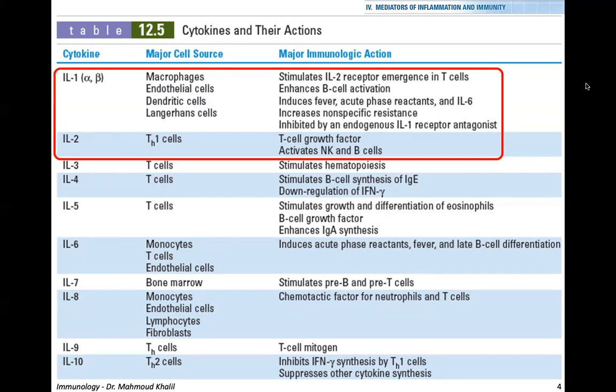And actually, if you remember, this is the same thing we have just said, that the exoplasmic part of the receptor in the serum will bind with the cytokine to stop its action.